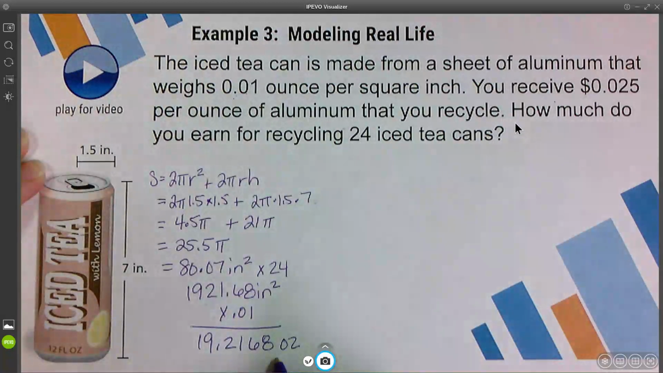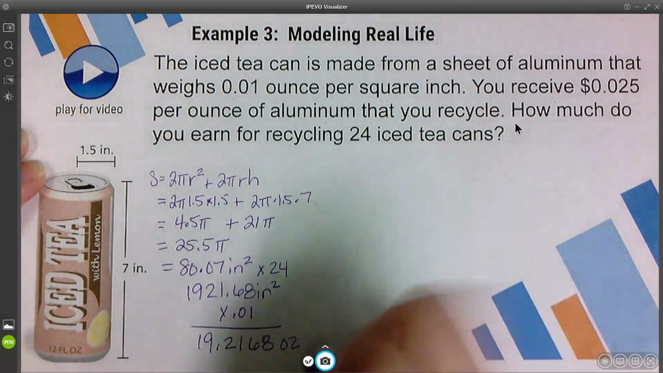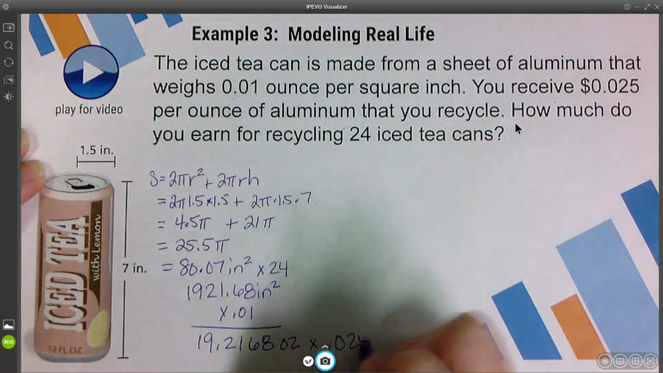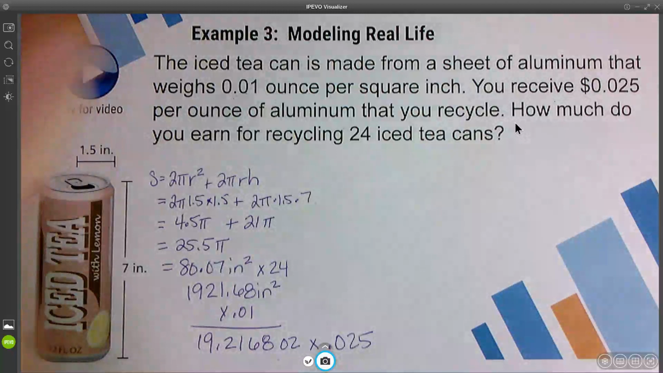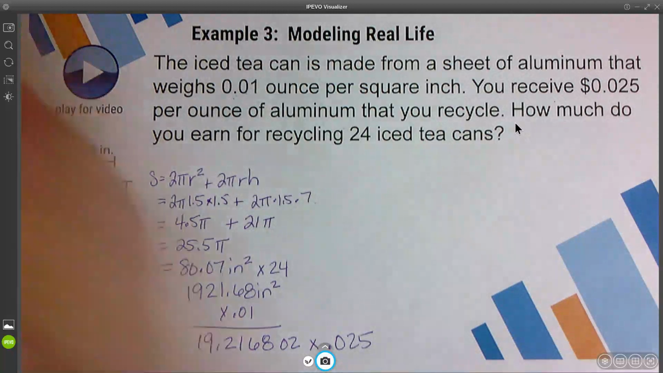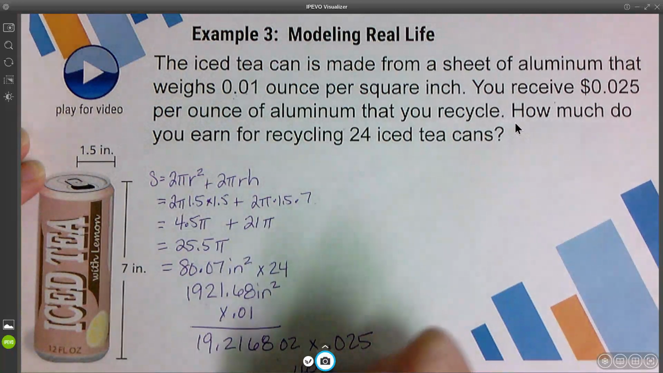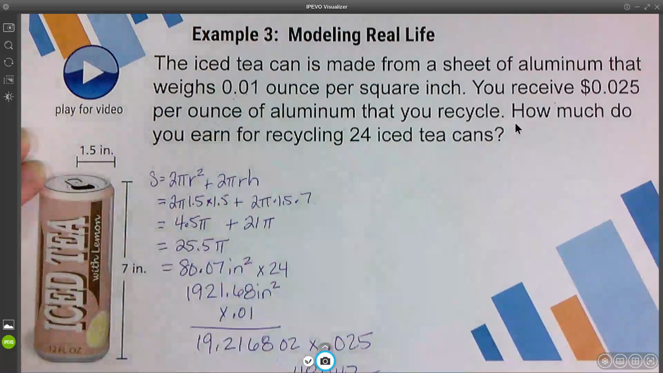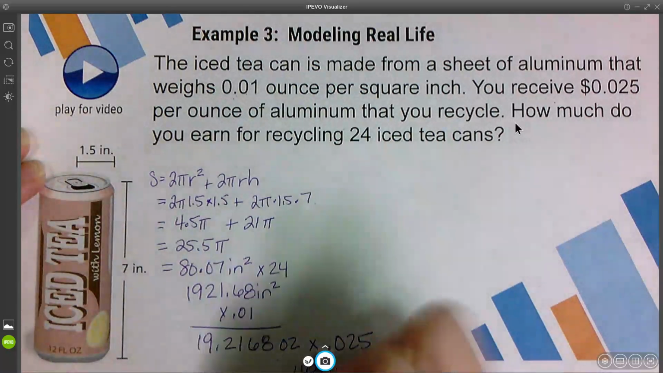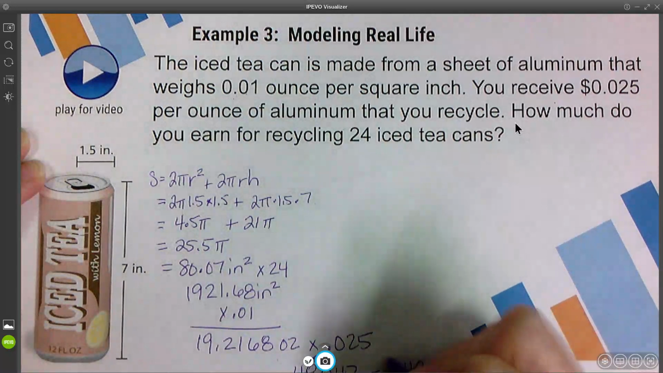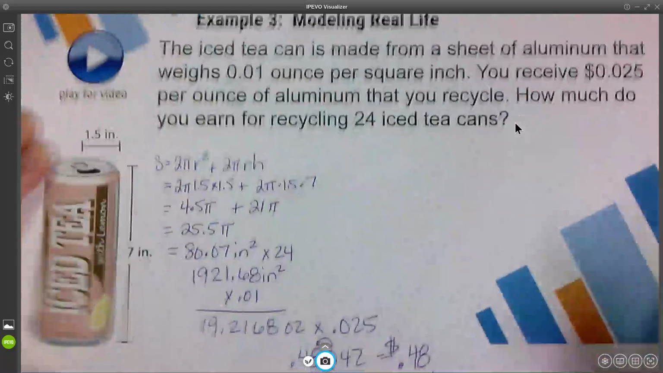Then they tell me that I receive 2.5 cents or 0.025 per ounce. And I have 19.2168 ounces. So to find out how much money I'll get, I'm going to multiply by how much per ounce, which is 0.025 dollars or 2.5 cents. And when I multiply that out in money, we know that there's 2 numbers after the decimal. So here I get this answer, but since in money it's only 2 numbers, I look at the third number, which is a 0, so it tells it to stay the same. So for 24 cans, I'm actually only going to earn about 48 cents.